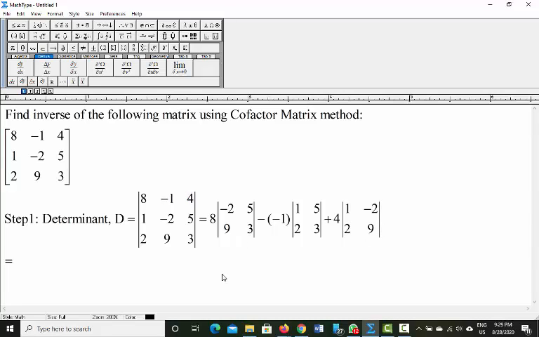Now let us calculate. So 8 multiplied by, now we will multiply the right diagonal element first. We will multiply this one with this one. Minus 2 multiplied by 3 is minus 6, and there is a minus in the formula. Before you multiply the left diagonal element, you need to put a minus. Now we will multiply this 5 with this 9. 5 multiplied by 9 is 45.